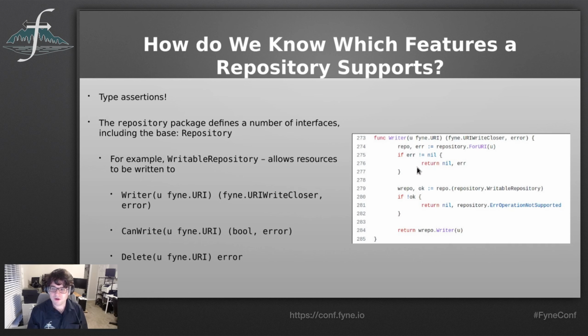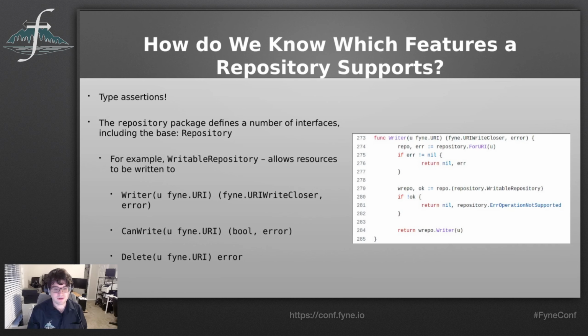The code I have on the right is taken right out of the storage module in particular. This defines the process of getting a writer, and all we do is get the repository for this URI, which is just doing that lookup based on its protocol. So file:// would be a file repository, and then we try to cast it to a writable repository, which is just an interface that defines certain extra methods above the baseline repository type. And if we fail to do that, then obviously this isn't a writable URI and we can't obtain a writer, so we return an error that indicates it's not supported.